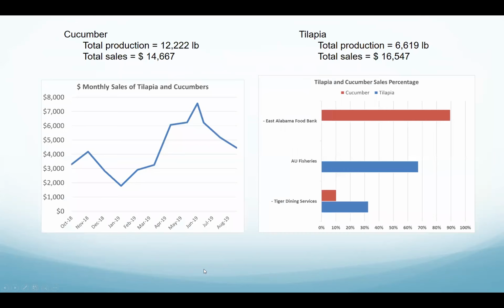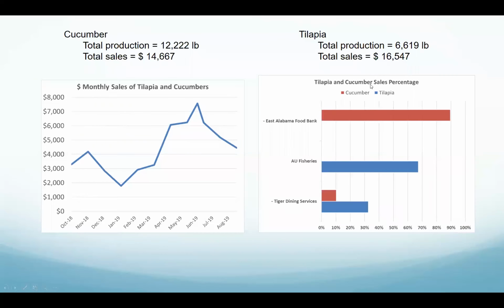But before we go there, let me show you the production, the performance of this greenhouse. For the cucumbers for the whole year, we sold 12,222 pounds, and that was equivalent to $14,667 in sales. And this is looking at the months of the year, and you can see how the sales went down and went up, but it looks like the height of about 7,500 and the depth of about 2,000 in sales. So we're getting some pretty good sales throughout the year.